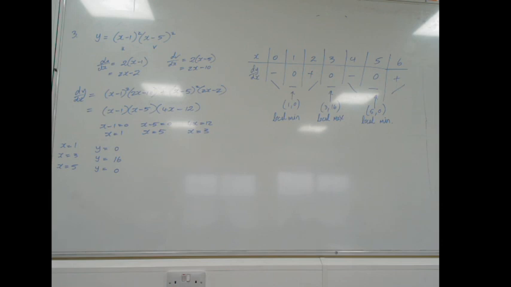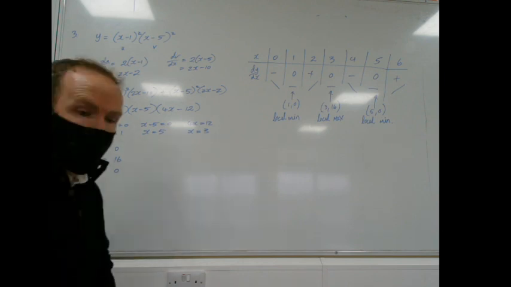Now, show that the curve has a local maximum at the point (1, 3/16). Find the coordinates of the two local minimum points. And draw a rough sketch of y equals f of x.